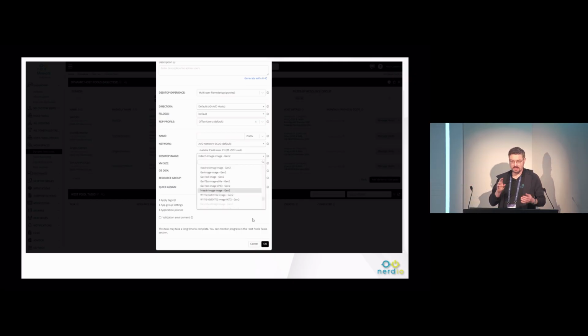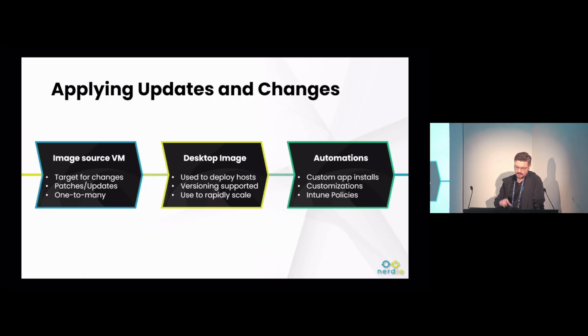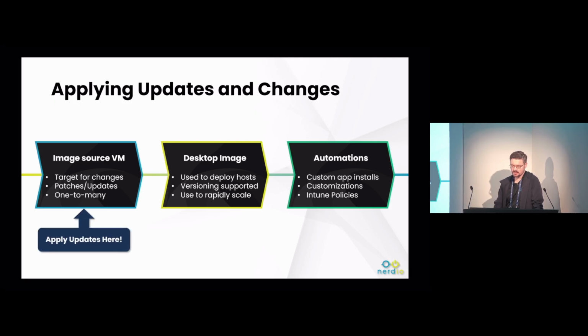So that's it from a manual perspective, right? But what we want to talk about is how we can then automate this process. Now, there's multiple ways, there's different ways to approach this, but the important thing to bear in mind is when you're making changes, you want to make those changes on your image source VM as early as possible.